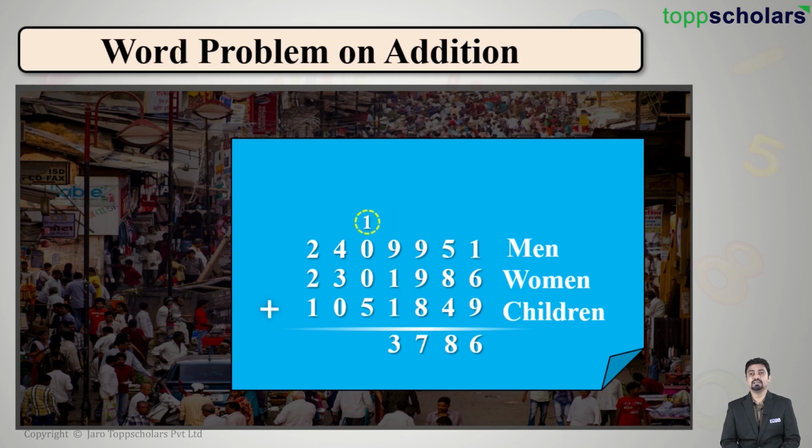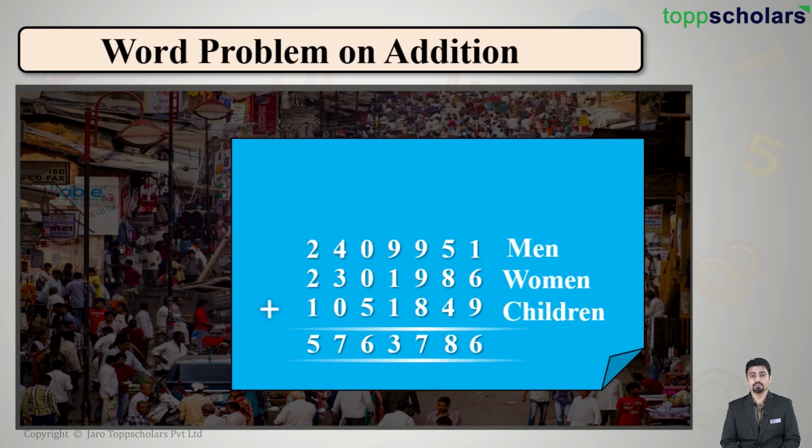So the sum in the 10,000s column will be 1 and 5. The rest are zeros. So 1 plus 5 is 6. In the lakhs column, we have 4 plus 3 plus 0, 7. And in the 10 lakhs column, we have 2 plus 2 plus 1, that is 5. So this is the answer of the total population.